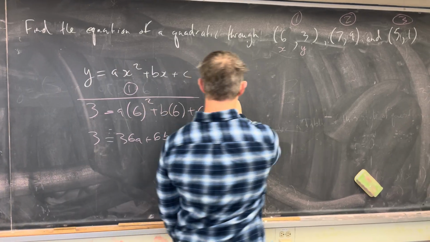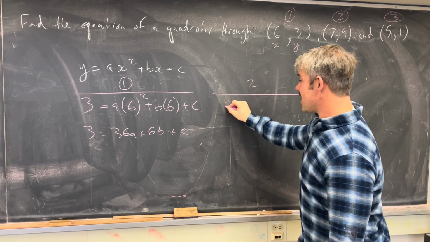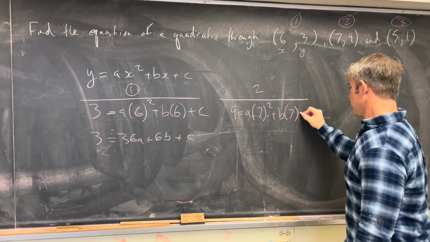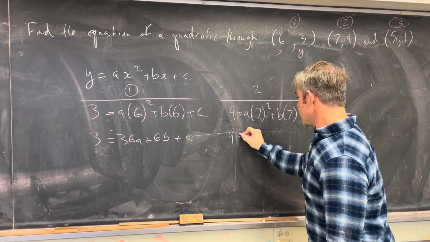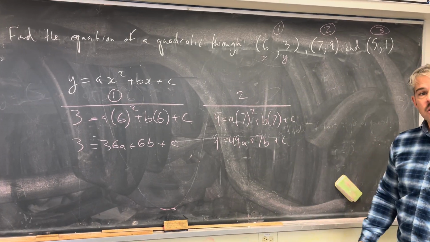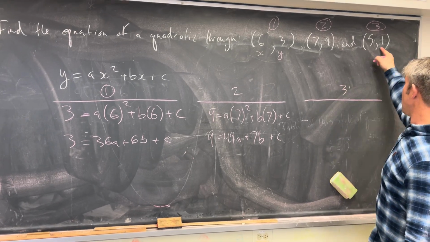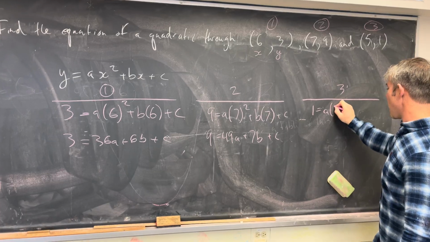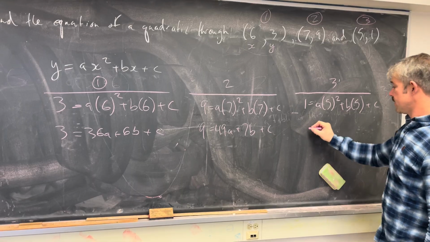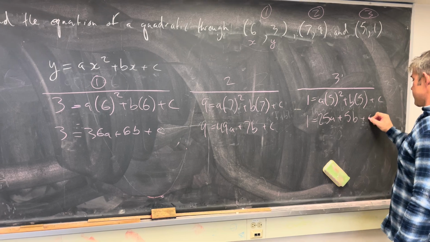I'll do the same thing for equation 2. So this is going to be now 7 and 9. I'm going to have 9 is equal to a times 7 squared plus b times 7 plus c. Simplifying, I'll have 9 equals 49a plus 7b plus c. And that's equation 2. Moving along, I'll do equation 3. So I'm going to have 1 is equal to a times 5 squared plus b times 5 plus c. So I have 1 is equal to 25a plus 5b plus c.